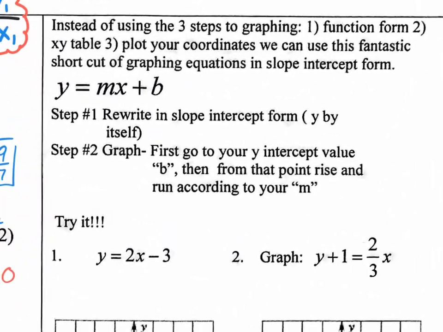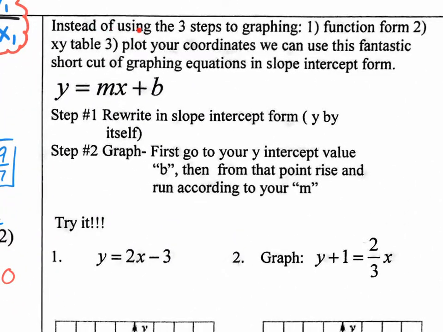Right here on the notes, it says, instead of using 3 steps to graphing, remember, function form was step 1, XY table was step 2, plotting coordinates, drawing the line. That's great and all, but this method, y equals mx plus b, is way faster. So if it's not in y equals mx plus b, step 1 would be to rewrite it in slope-intercept form, right? Get y by itself and make sure your x terms first before your number. After you have it in this form, you graph it without doing any math.